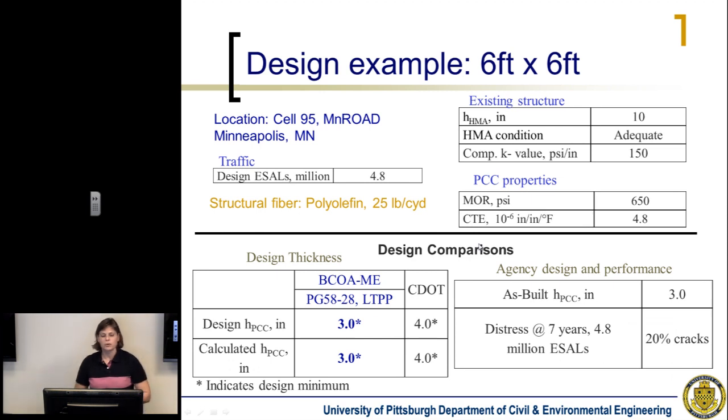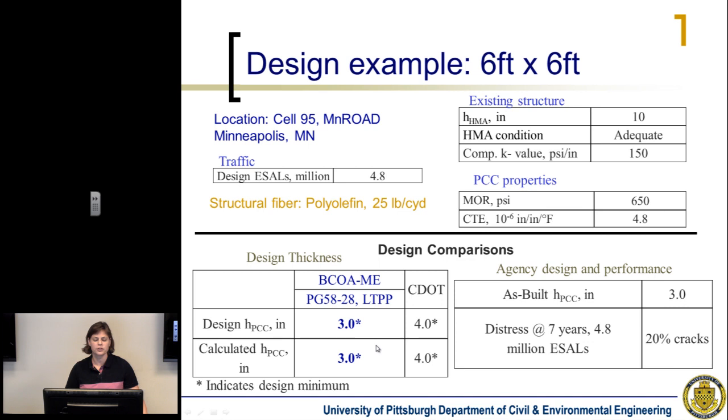So the last design example I'm going to show you will be up at the MnROAD test section. It was an overlay placed on I-94 outside of Minneapolis, Minnesota, and this was on a relatively thick asphalt layer, 10 inches. The design traffic was 4.8, and this did actually see 4.8 million easels, so we'll have an end-of-life example here. And this example was brought in because structural fiber was used, 25 pounds per cubic yard.